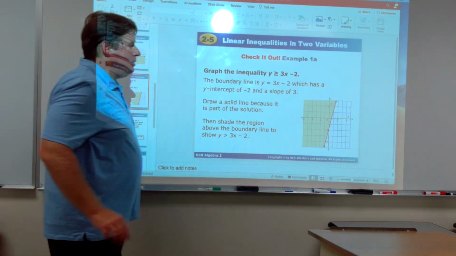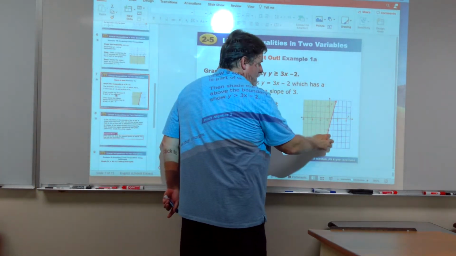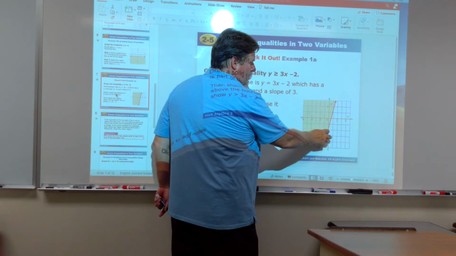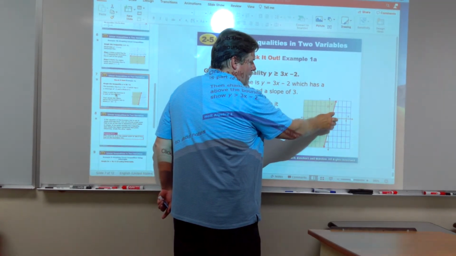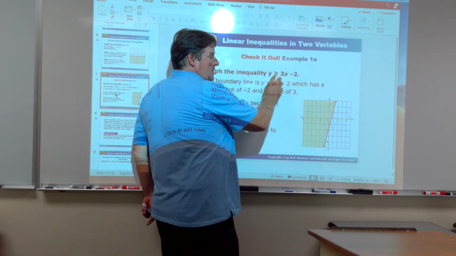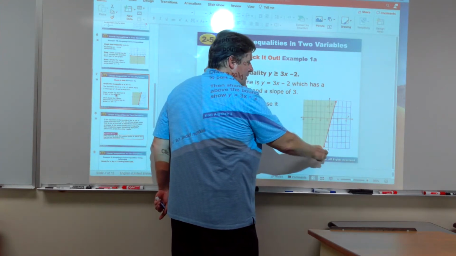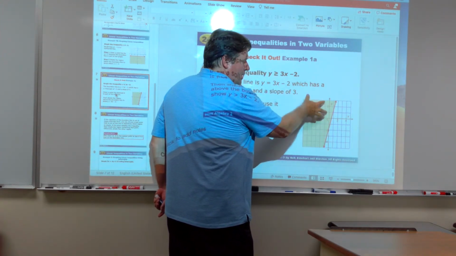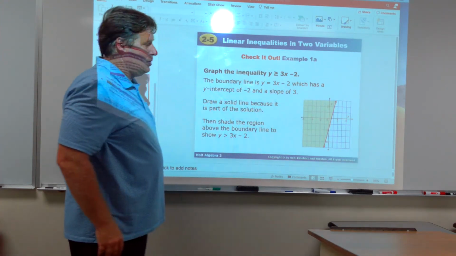All right, once again, we're going to start here at negative 2. That's the y-intercept. The slope is 3, so we'd go up 3: 1, 2, 3, and to the right 1. Now, because it has the equal sign, we're going to make a solid line, and greater than would be above the line. Above the line is what we have there.